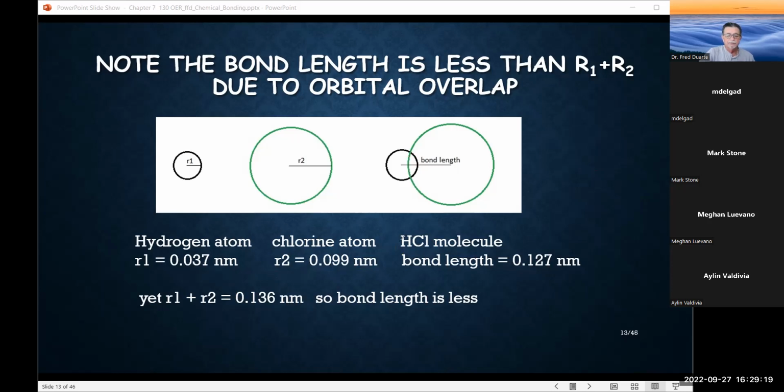So the bond length between 2 nonmetals turns out to be less than the sum of the individual radii of each atom because of that overlap that's occurring between electrons in that bond.